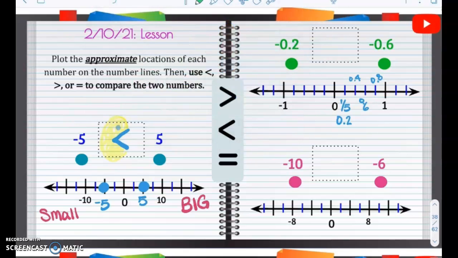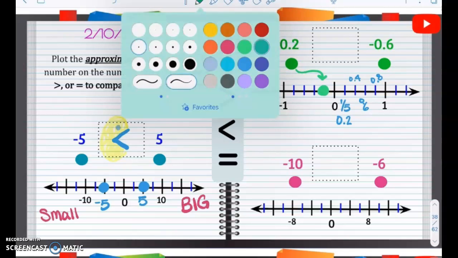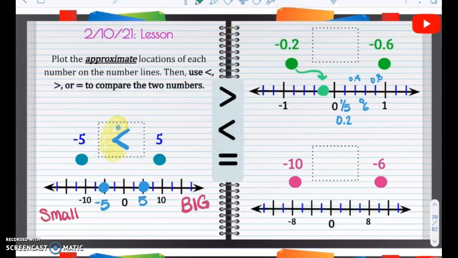So we are going to plot the first one. I'm going to plot -0 and 2/10. So -2/10. So I'm going to go -2/10 here. And I'm going to put this here. And then I'm going to plot over on the other side -6/10. So here's that 2, 4, 6. Here's that -6/10.